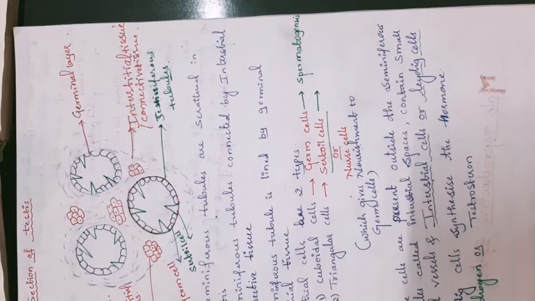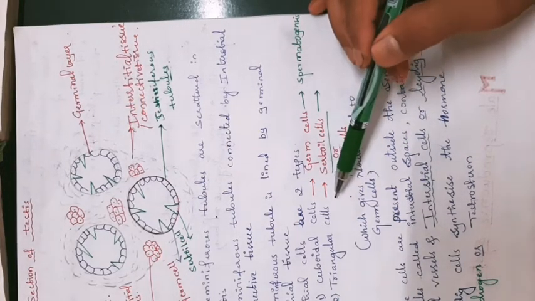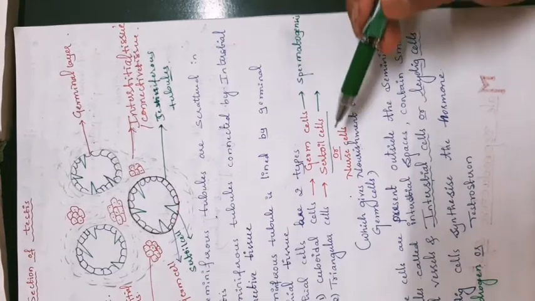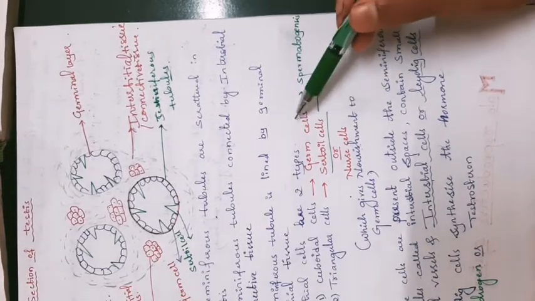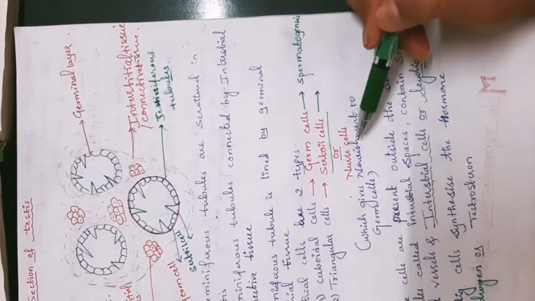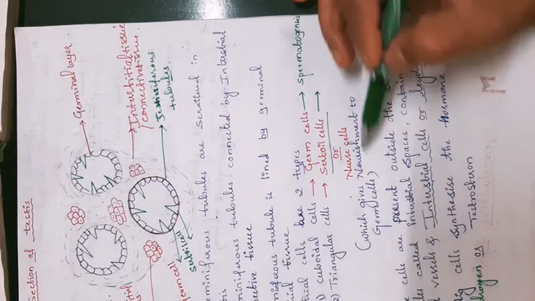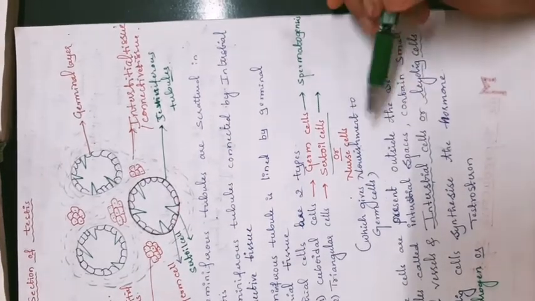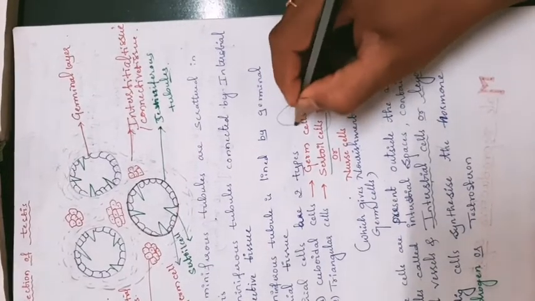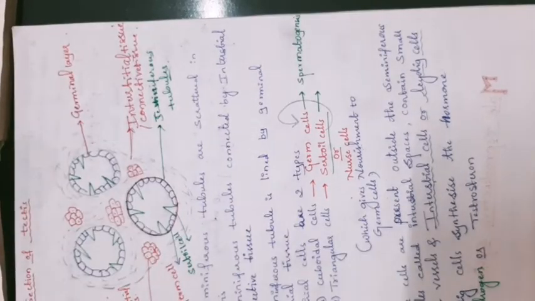Okay. Next, triangular shaped cells, those are called Sertoli cells or nurse cells. These are very important, germ cells and Sertoli cells. Those Sertoli cells are also called nurse cells because they give nourishment to the germ cells. That is why the name nurse cells came. Okay. Next.